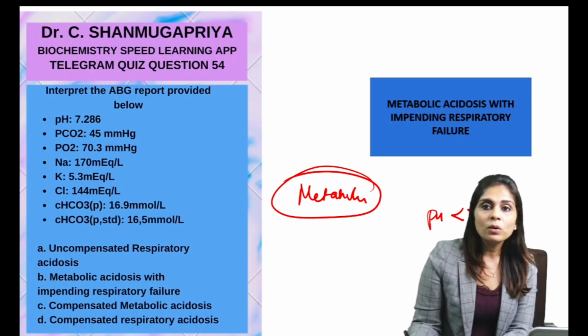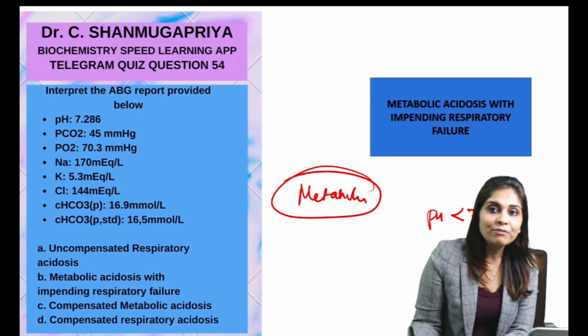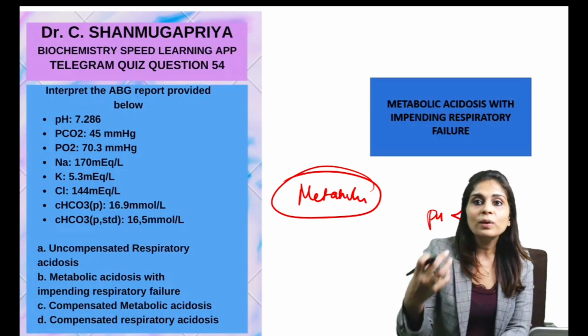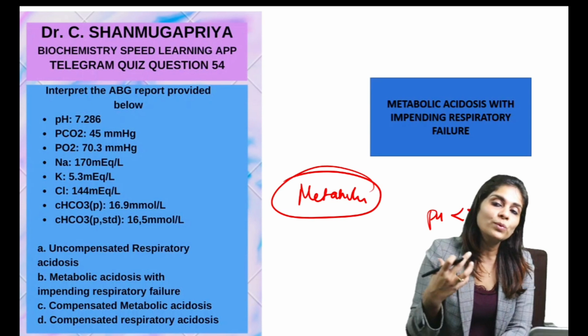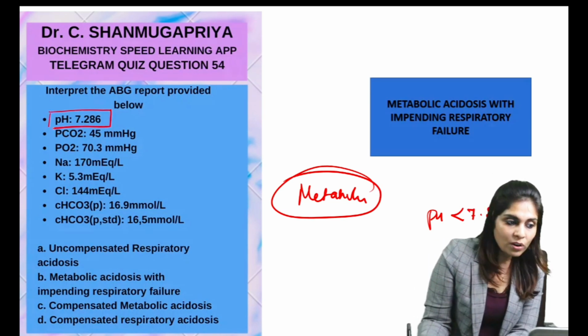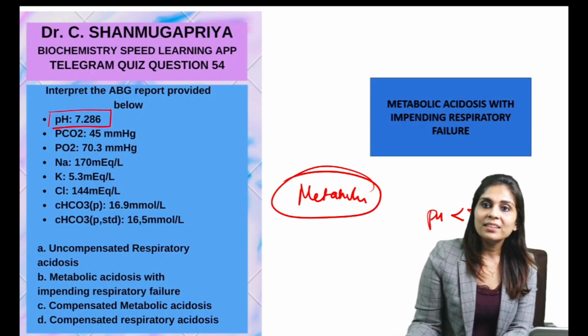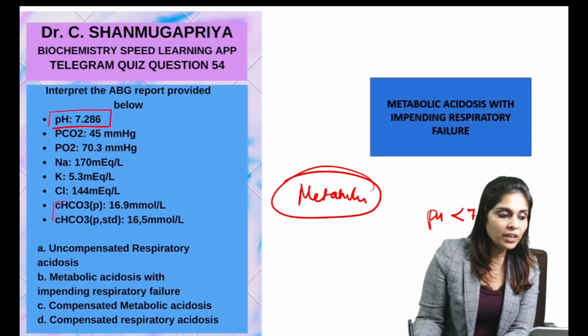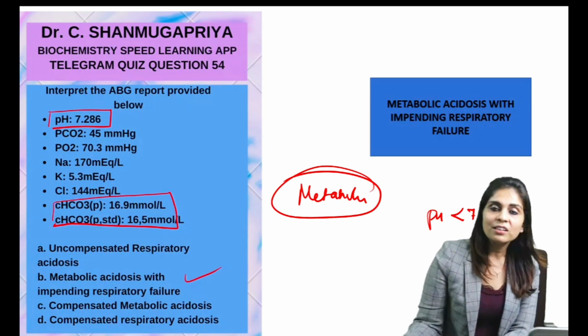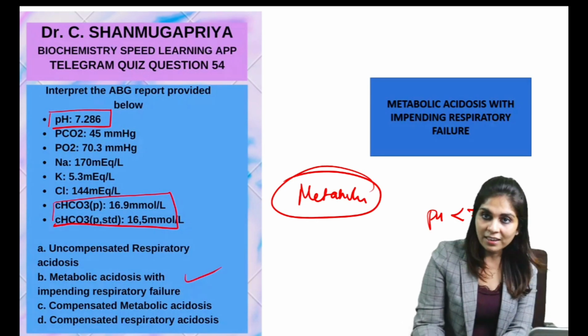But that's not always true. If there is an impending respiratory failure, it means you will have to intervene as a physician or as an acute care physician. You will have to start bicarbonate therapy even if pH has not fallen below 7.2. So that's a therapeutic application of knowing about these parameters. So the answer to this question is metabolic acidosis with impending respiratory failure.